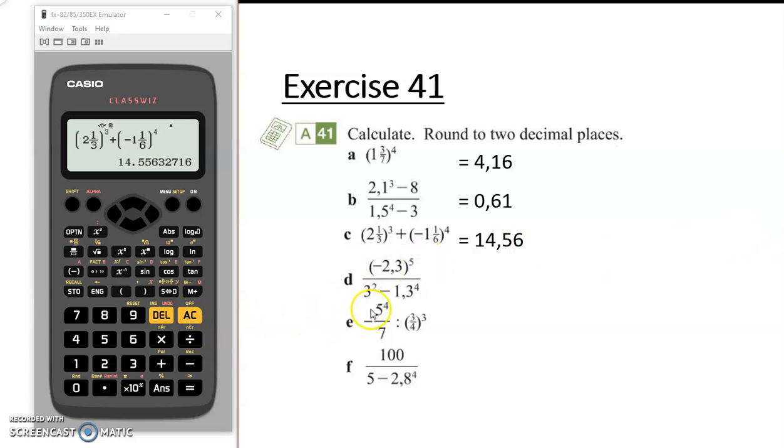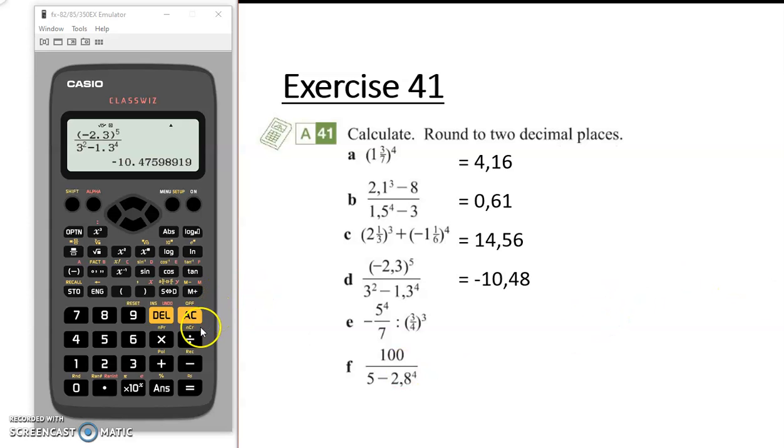Alright, next one, again it's a fraction in total, so I start with the fraction. Inside the bracket in the numerator it's minus 2.3, close the bracket to the power of 5, push below, there you go. Right here the cursor is in the denominator, so 3 squared minus 1.3 to the power of 4 is equal to, there you go, it's a negative number, minus 10.48.